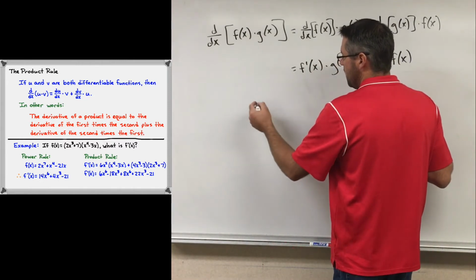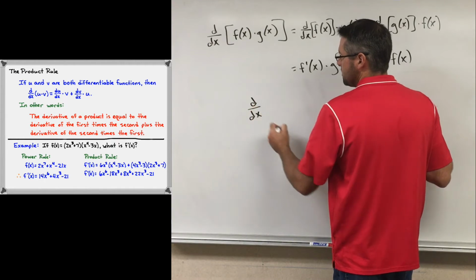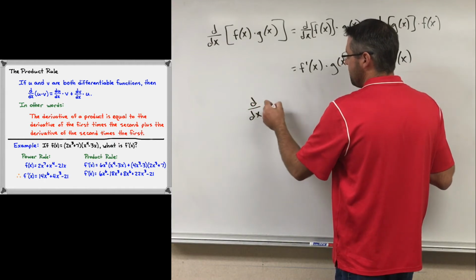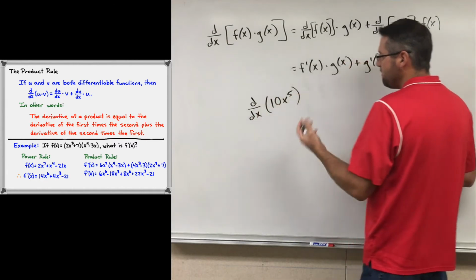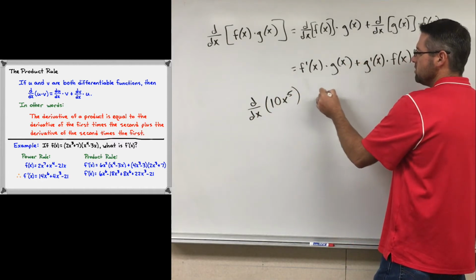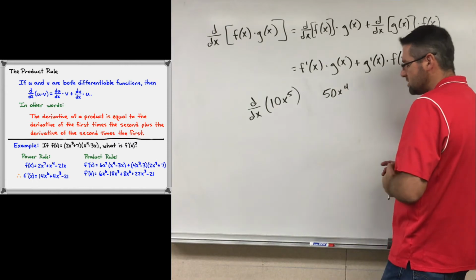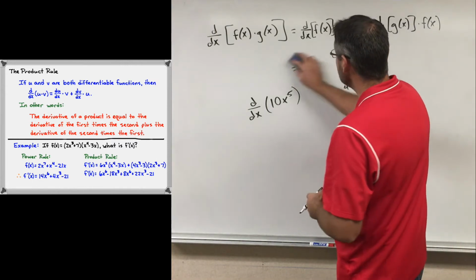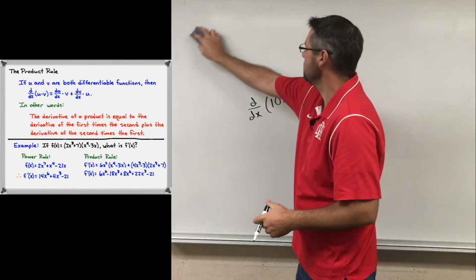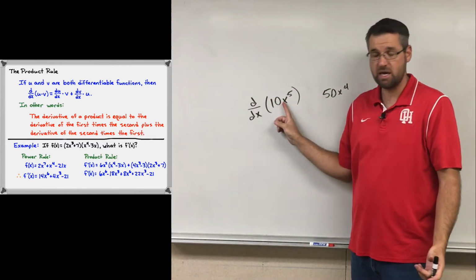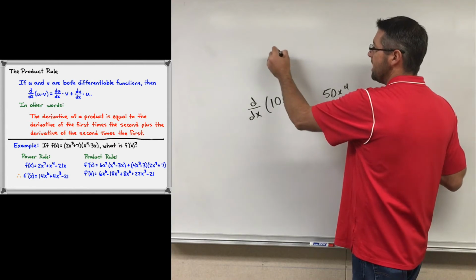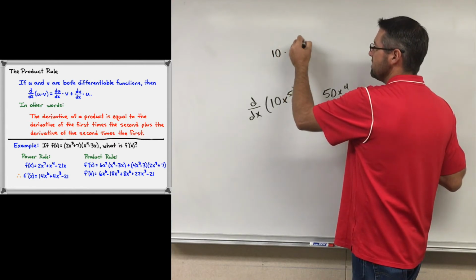So if I give you something where I want the derivative of, let's say, 10x to the fifth, just something simple like this. Obviously, we can do the power rule. It's just going to be 50x to the fourth. We understand that. But we can actually apply the product rule here. We can recognize that this is a product of two things, where the first thing is 10 and the second thing is x to the fifth.